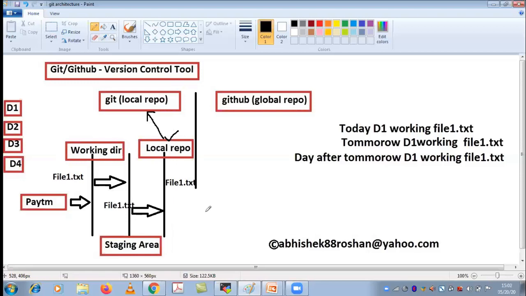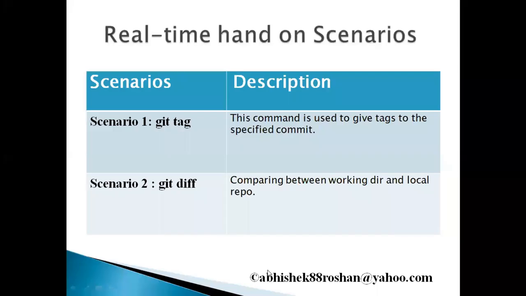Now, coming back to the point, first we are going to discuss the first scenario. What do you mean by Git tag? Understand this very carefully. Git tag is a command used to give a tag to a specified commit ID. What does that mean? To the specified commit ID. Let me make it very simple: let me log into the system, then I'll explain what exactly Git tag is.